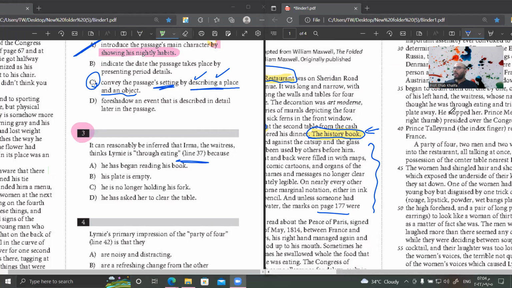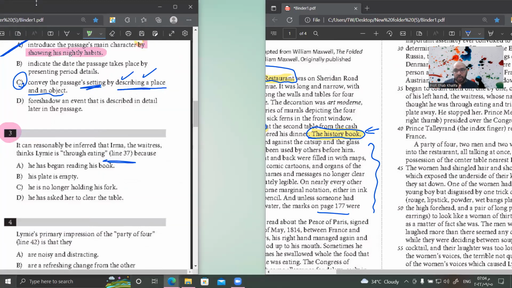When the test maker tells you to go read line 37, never read line 37 only. So what should I read now? This is general, not for this question only. Take 2 lines before, 2 lines after. So do not follow the instructions of the test maker as they are given.